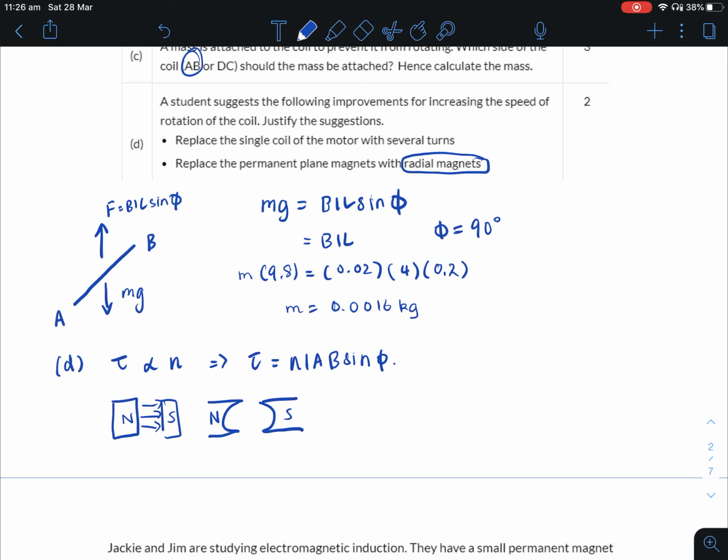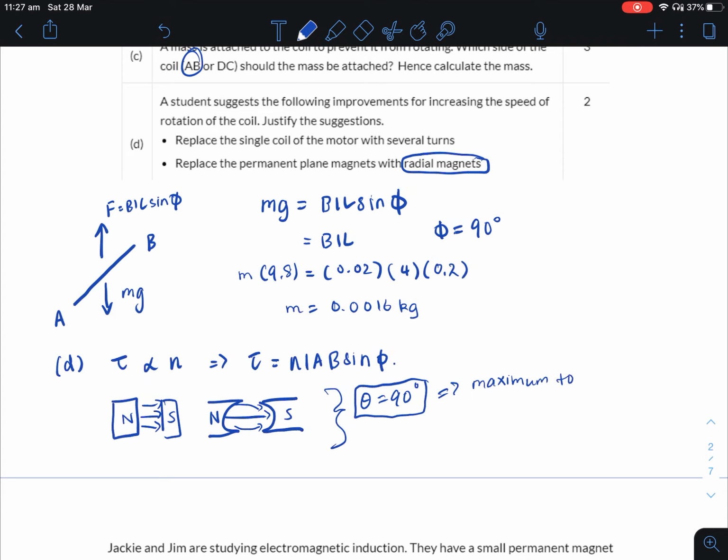What this would look like is you would see this in the middle, but the ones on the outside, they'll curve, right? And so what that makes sure is, it means that theta is more often 90 degrees. It ensures this right here. And this is maximum torque.